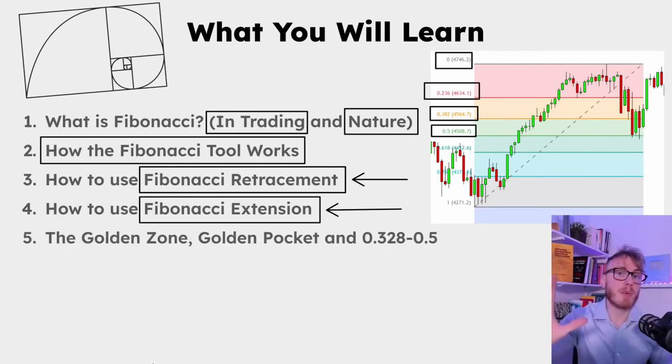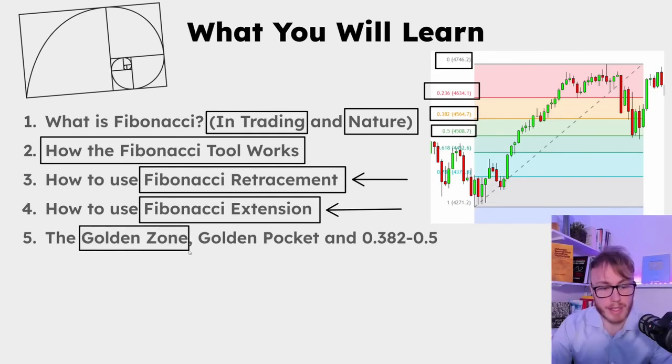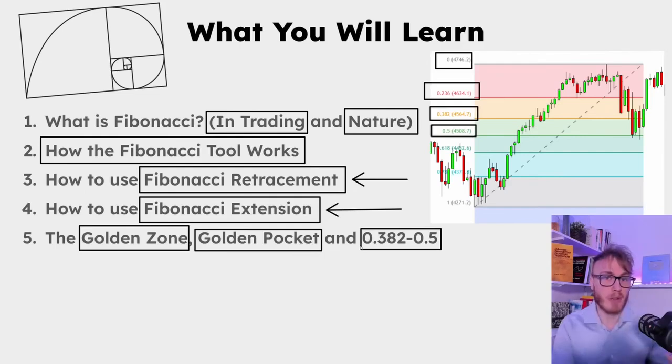In chapter 5, we will cover 3 specific Fibonacci concepts that you need to know about. We will take a look at the golden zone, the golden pocket, and also something called 0.382 to 0.5. To master Fibonacci, these are 3 things you need to know about, but don't worry, we will go over all of these 3 step by step.